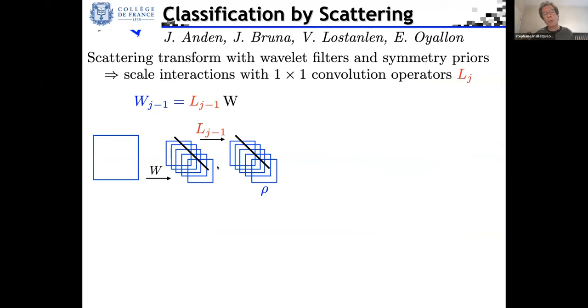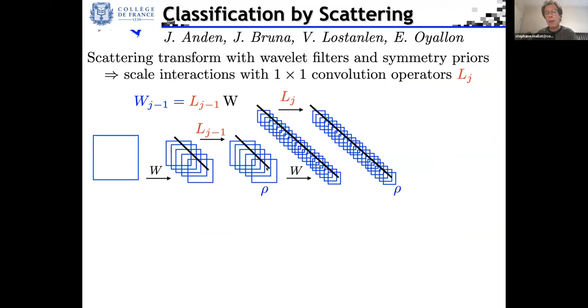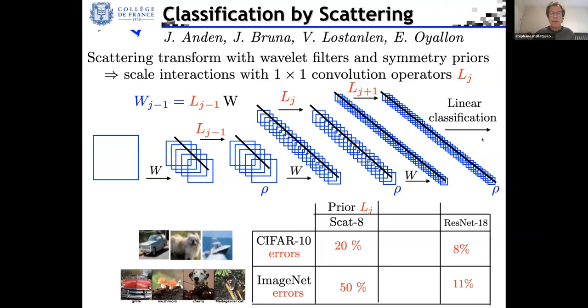So we first do a wavelet transform, and then we do a transformation across the channels. Okay, and we do that at each scale, and then a linear classification. If you don't apply these operators, the results are a bit worse than what you are seeing here. If you try to model them from prior information, such as symmetry, rotation symmetries, maybe diffeomorphism symmetries, that's what we get. We have an error which is about 4 times bigger than what a residual network would get of a similar depth. In the case of ImageNet, you go from 50% to 11%.